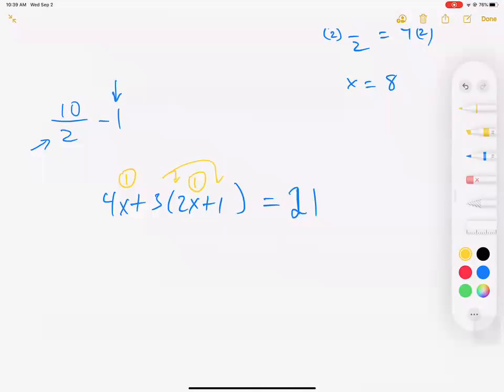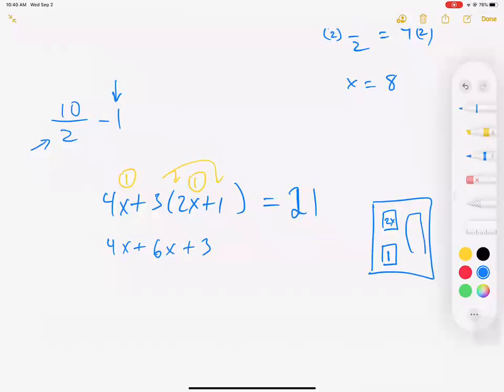Now, just as a reminder, how do I distribute this 3? It's 3 times 2 is 6x, and 3 times 1 is 3. My example before was a Lunchable. You remember Lunchables? We said we had some like 2 pepperoni, we have like 1 piece of cheese, and then we have like 2 juice boxes. Oh, we got 1 juice box. So if I bought 3 Lunchables, we would have 6 pieces of pepperoni, we would have 3 pieces of cheese, and we would have 3 juice boxes.